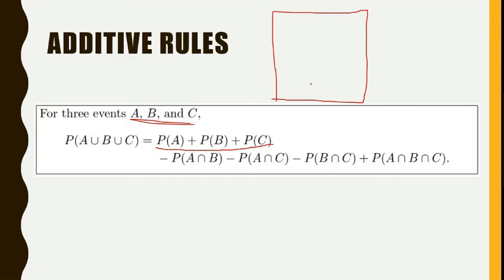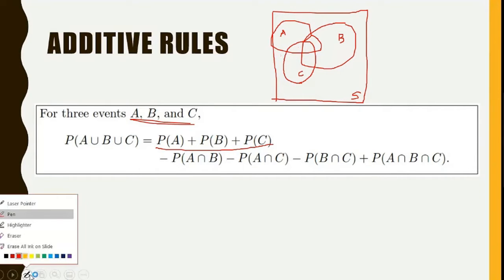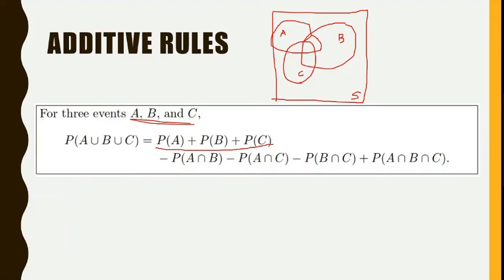So, for example, I have here three events. So we have A, B, and C, and this will be our sample space. The first thing to do is to get the probability of each. The probability of each event will be what is inside these circles. This is P of A, P of B, and P of C, subtracted by the probability of the intersection of each pair.